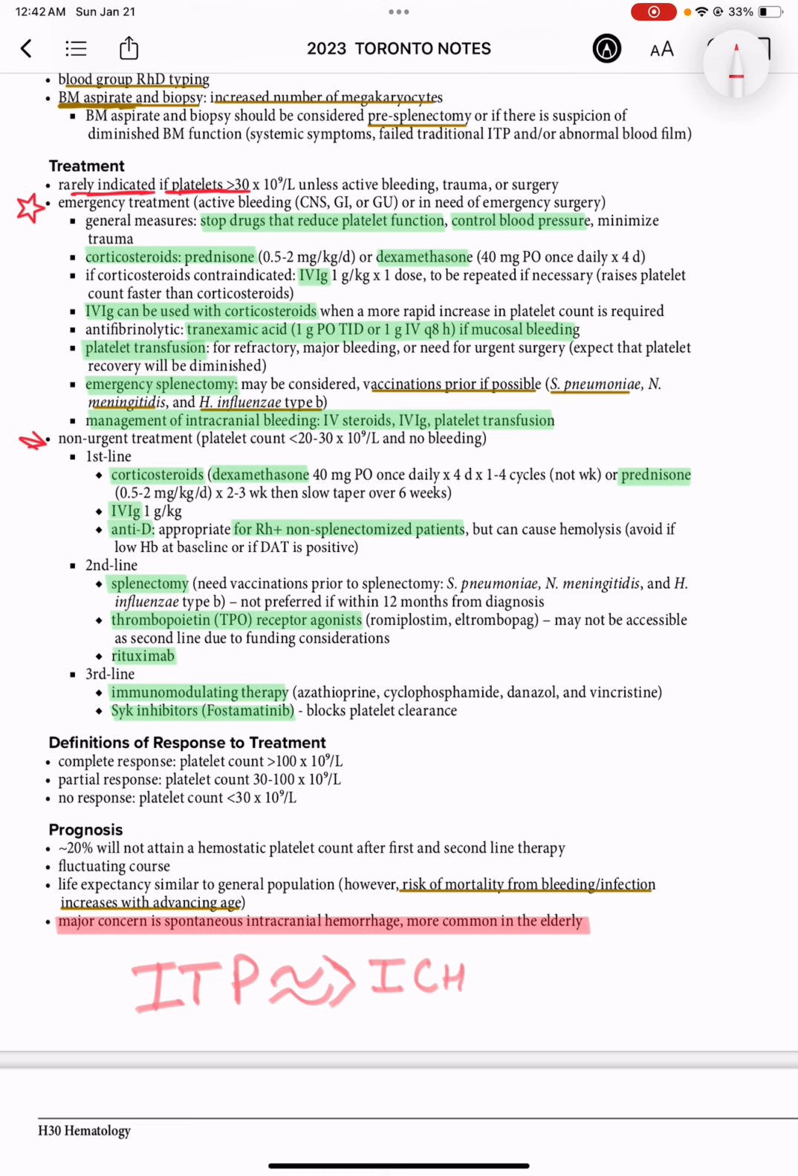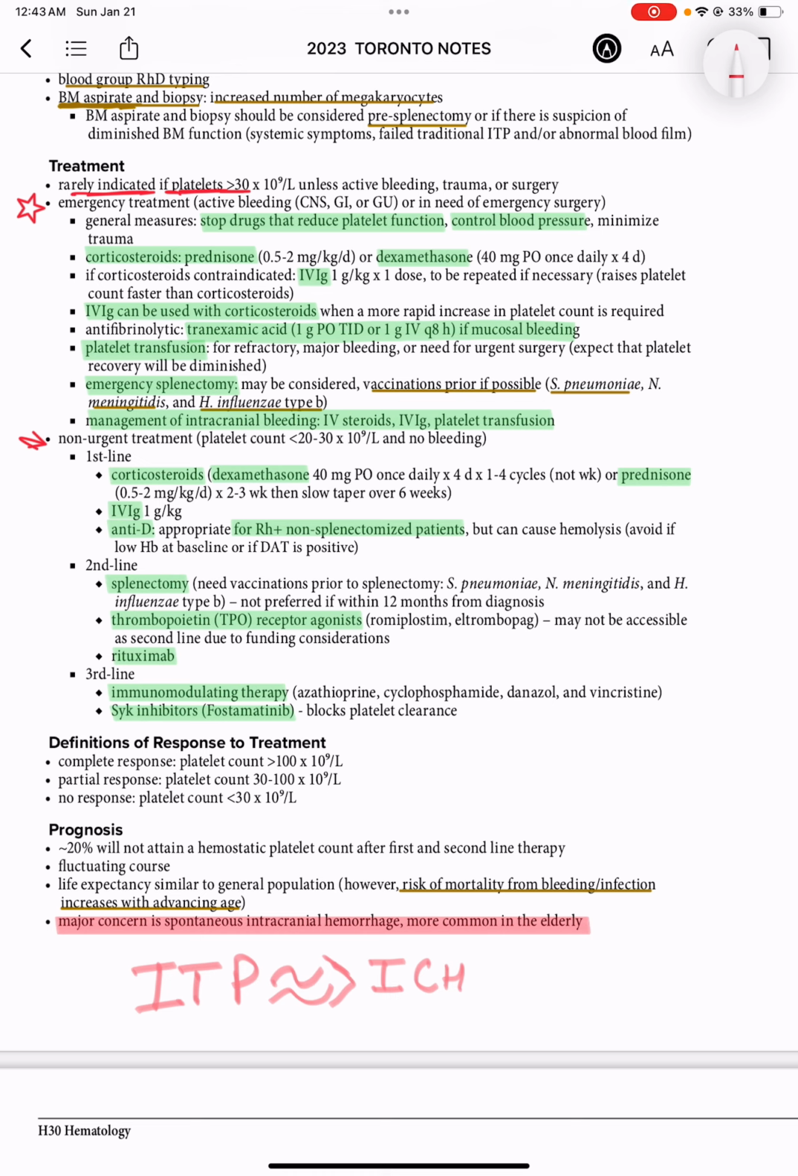In emergency treatment, we will take some general measures. If we are taking any drugs that reduce platelet function, we are going to stop those drugs. We're going to control our blood pressure and try minimizing the trauma. We can go with corticosteroids, IV immunoglobulins, and platelet transfusions.